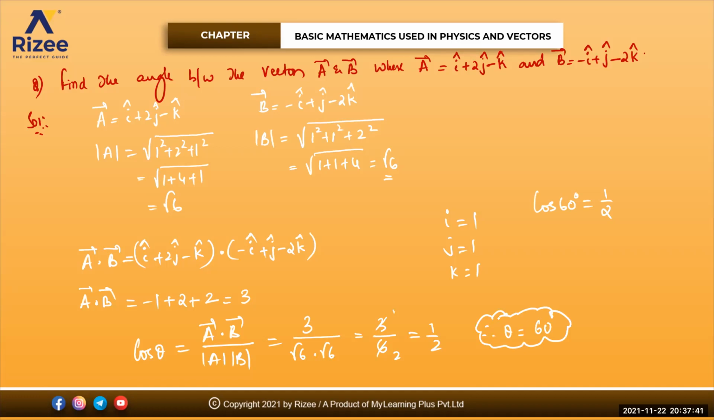Is it clear? Okay. So the angle between the vectors A bar and B bar, where A and B are being given, is coming out to be how much for me? 60 degrees. Clear for everyone? Very good. Any doubt to anyone?